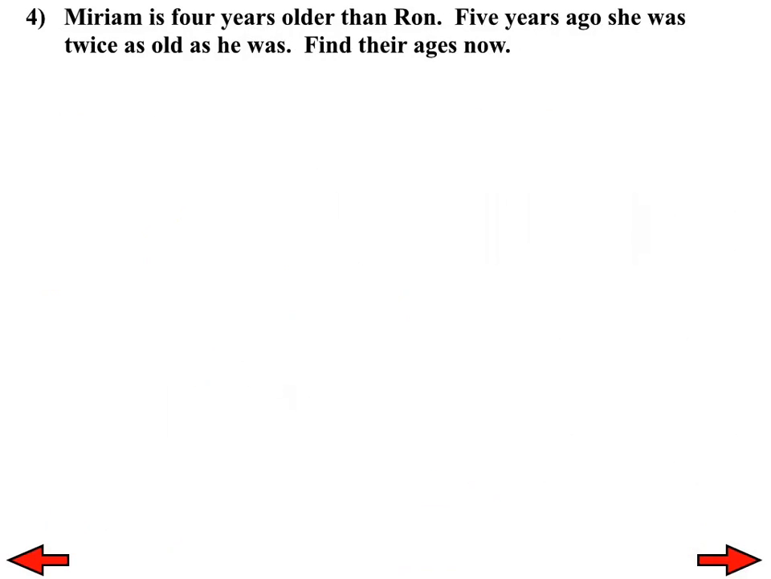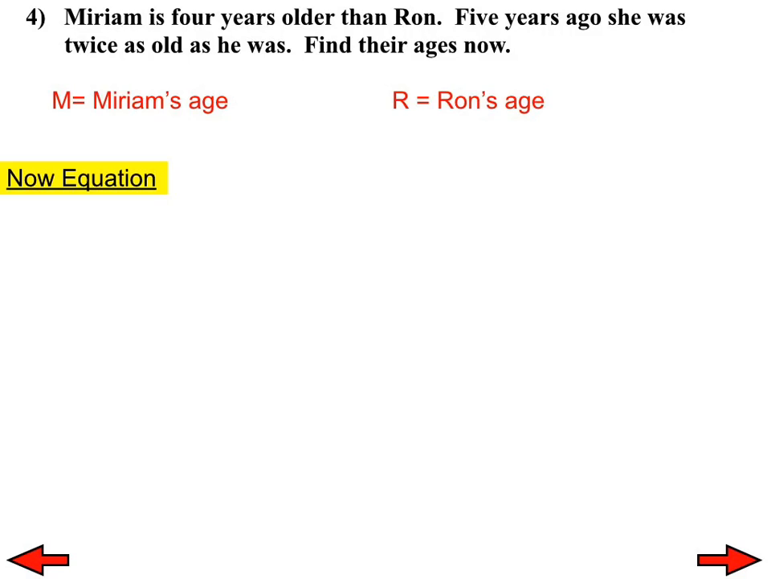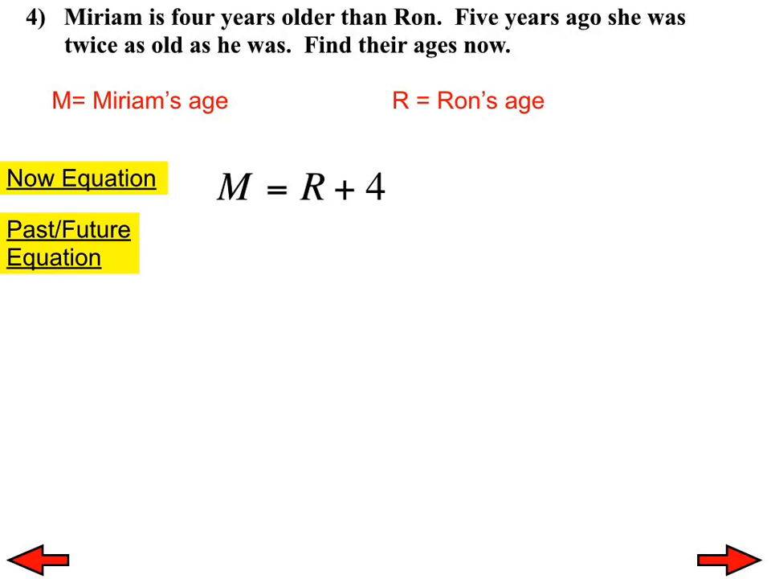Aaron? There we go. A past equation. But reality is the setup is the same idea, except we have to think about how we're going to deal with that 5 years ago. So I'm using M for Miriam and R for Ron. My now equation, of course, is M equals R plus 4. So what is my past equation going to look like in this one?